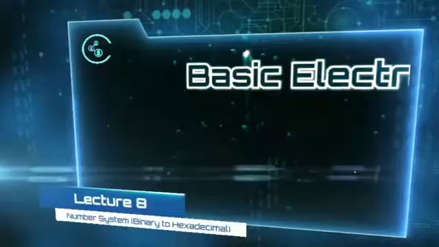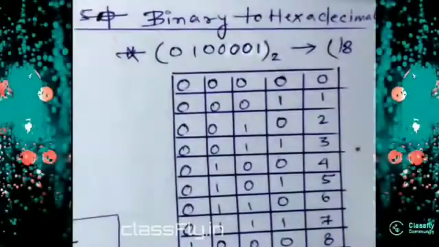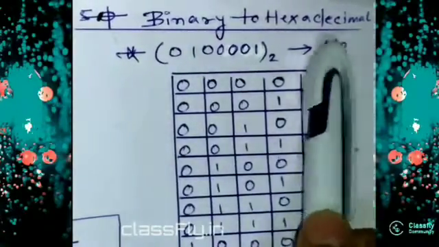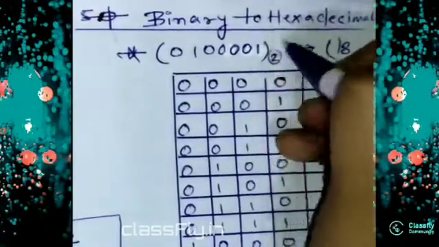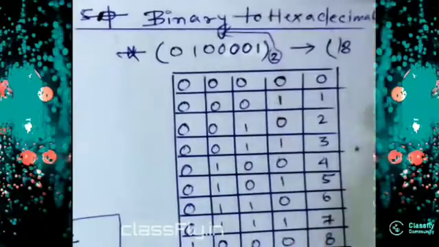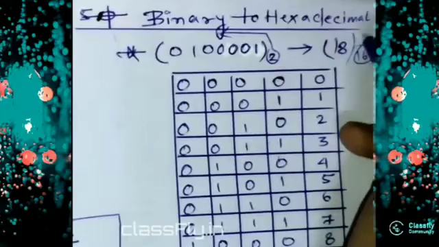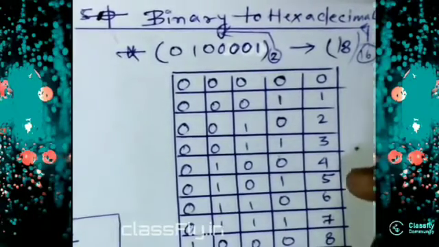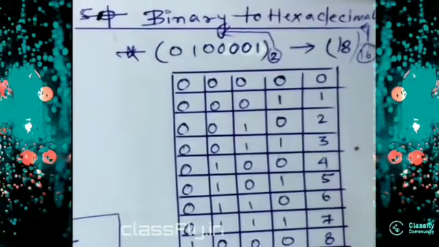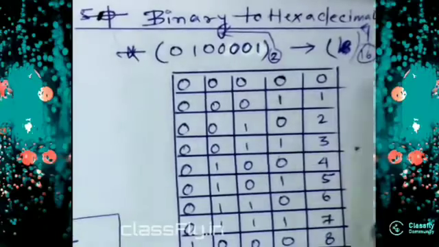Today's lecture 8 of Basic Electronics is number system: binary to hexadecimal. Today our lecture is based on the conversion of binary to hexadecimal. We always know that base 2 is binary and hexadecimal is base 16. This will be base 2, and this will be base 16, which will be hexadecimal, not 8. 8 is our octal, right?